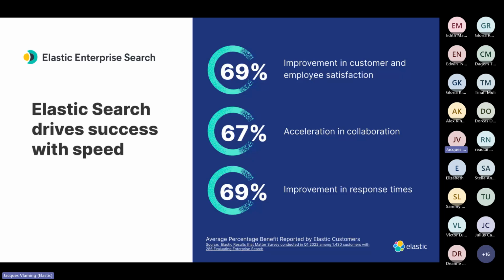All right, and then just some closing out statistics. In terms of enterprise search, this is just some statistics that show how we're providing value to the organization. So big improvement in customer and employee satisfaction, acceleration in collaboration through search by providing that contextual information. And then of course, improvement in response time. So getting you that information that you need very, very quickly, because there's a window of opportunity in terms of getting that information, and we're able to do that through the scale of Elastic.